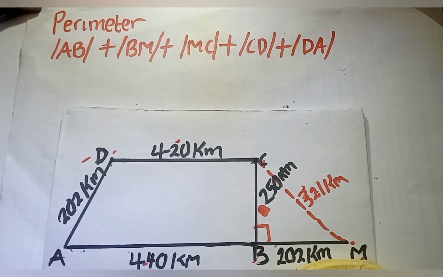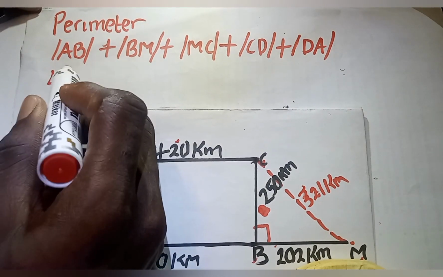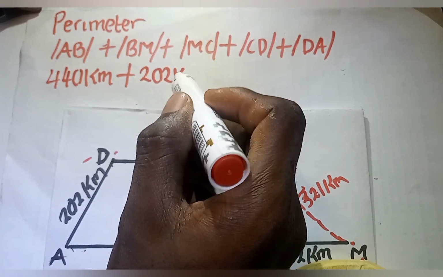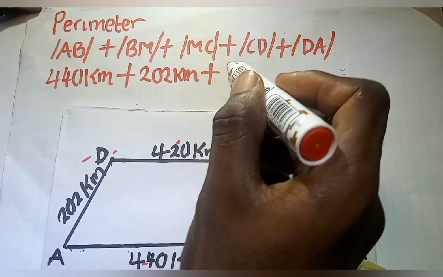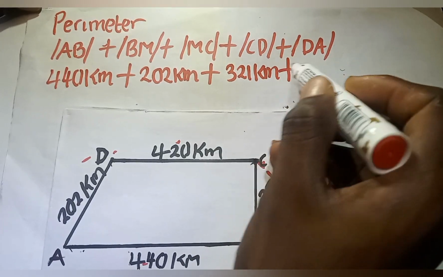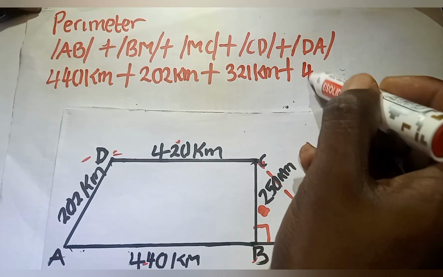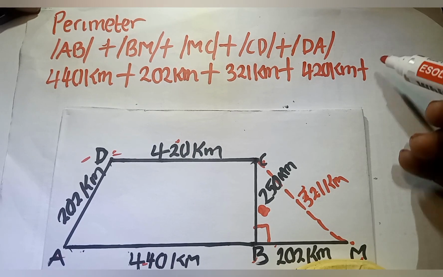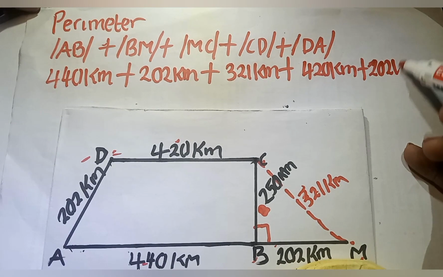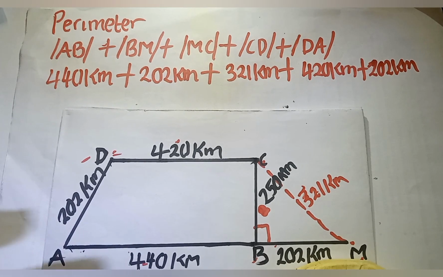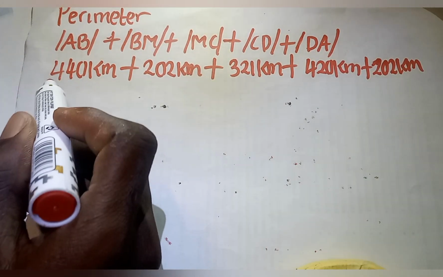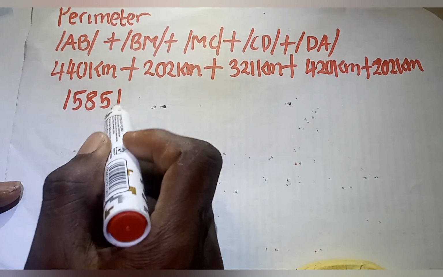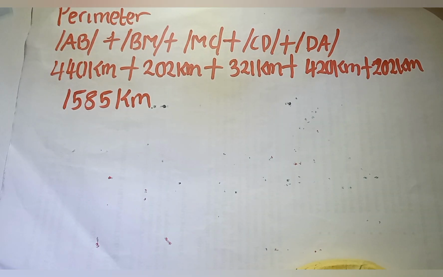So I'm going to have 440 kilometers, plus line BM is 202 kilometers, plus line MC is 321 kilometers, plus line CD is what? 420 kilometers, then plus what is the other line? DA is 202 kilometers. So the perimeter is equal to, if you add this on your calculator, 1585 kilometers. So this is the perimeter of the farm.